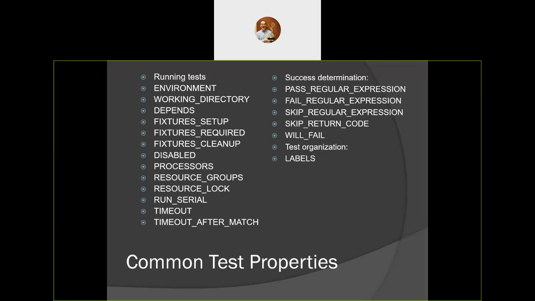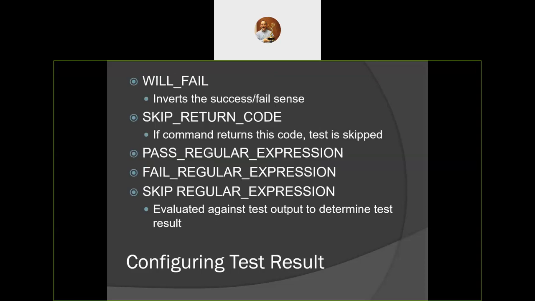Common test properties that you might use: there's a bunch of properties that control what happens when the tests are run, and there's some properties that control whether or not the tests are considered successful, and there's also this labels property that can be used to organize tests into groups. And we'll take a look at these in more detail as we go on.